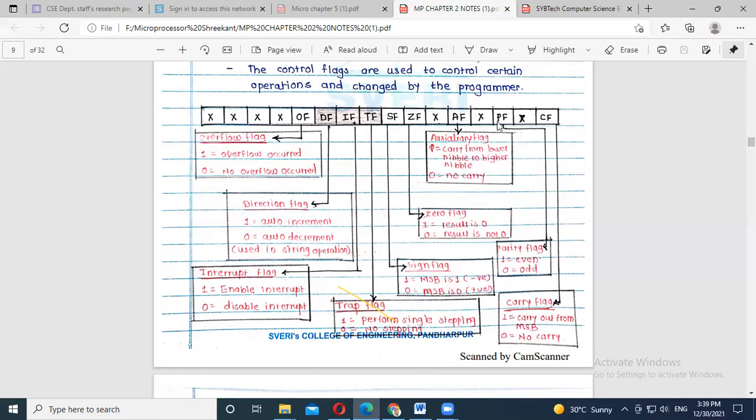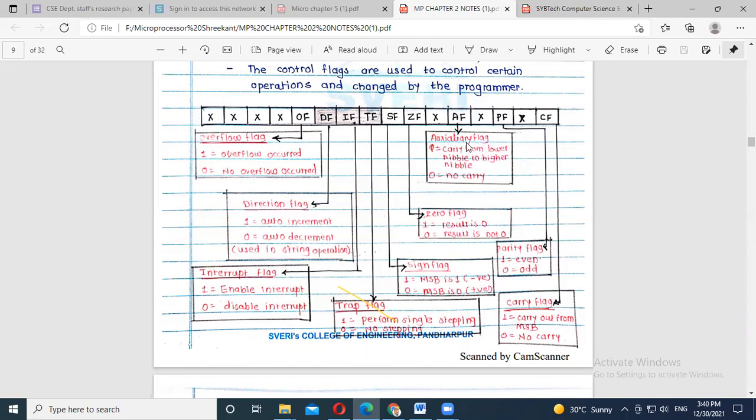And the next one is PF. CF means carry flag. PF means parity flag. If the parity flag is high, then it should be 1 for even numbers. If there is no parity, then it should be 0 for odd numbers. 0 for odd numbers means no parity. Same way we have to use it.